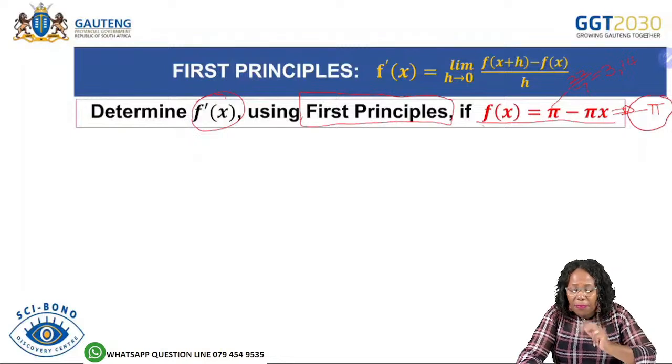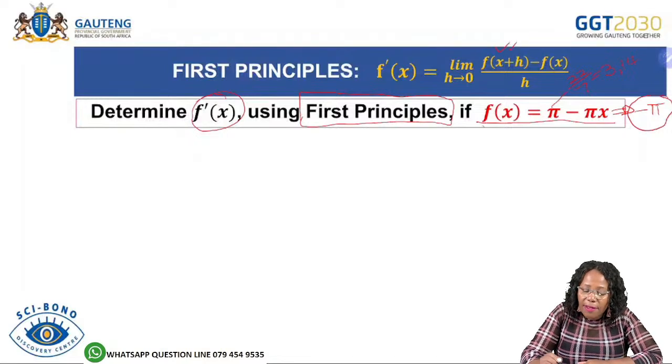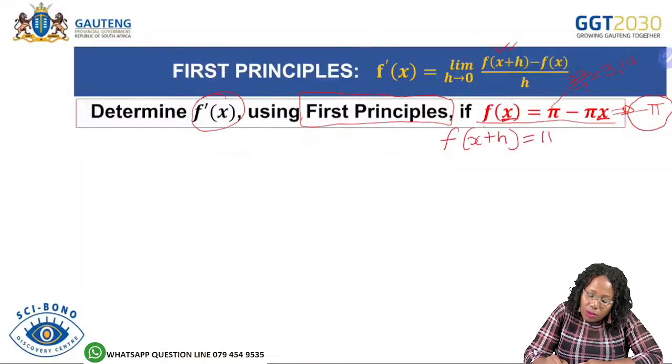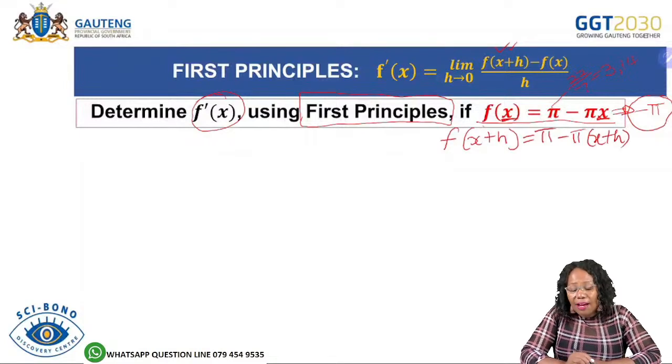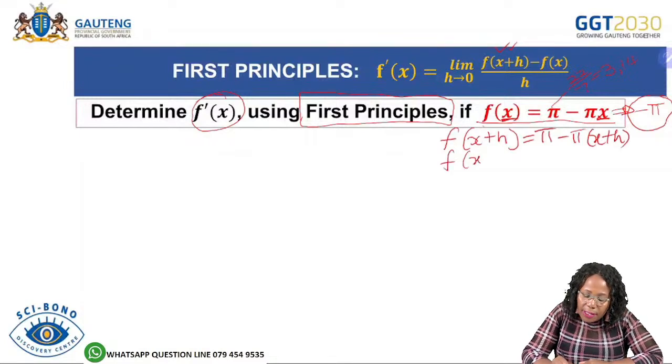Right. Step number 2, identify the f at x plus h before you go into your formula. What is f at x plus h? It means where we have x, we substitute x plus h. After substituting, you simplify the brackets. That will be pi minus pi times x is minus pi x, minus pi times h is minus pi h.